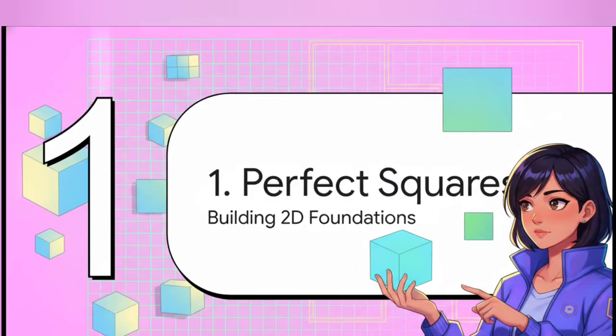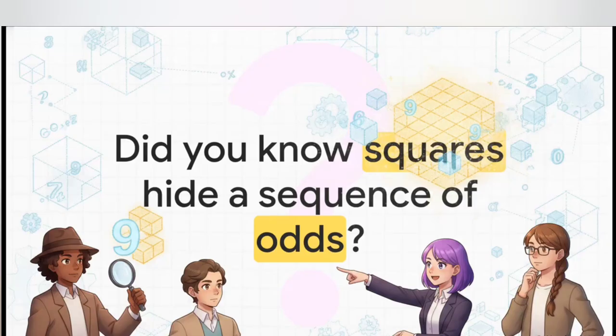Section 1. Secrets of perfect squares. Building the 2D foundation. So to really wrap our heads around the third dimension, we first have to totally master the second dimension. And we do that by looking at perfect squares. This is our foundation, right?